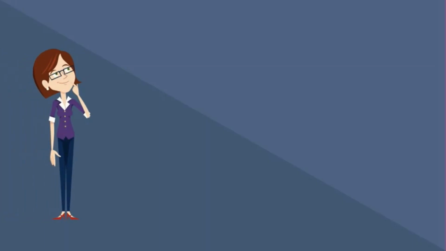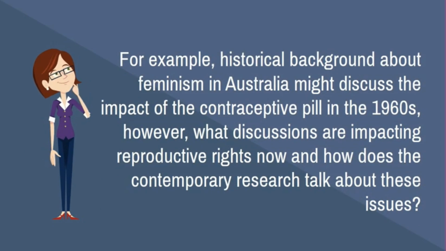For example, historical background about feminism in Australia might discuss the impact of the contraceptive pill in the 1960s. However, what discussions are impacting reproductive rights now? And how does the contemporary research talk about these issues?